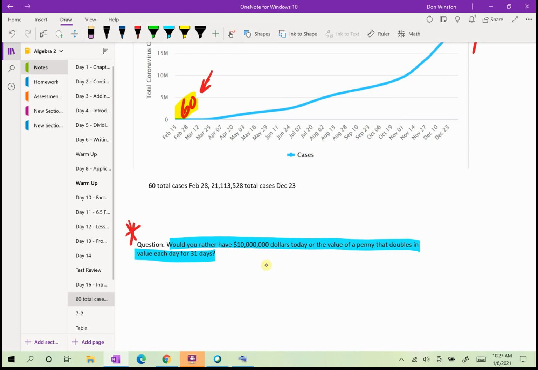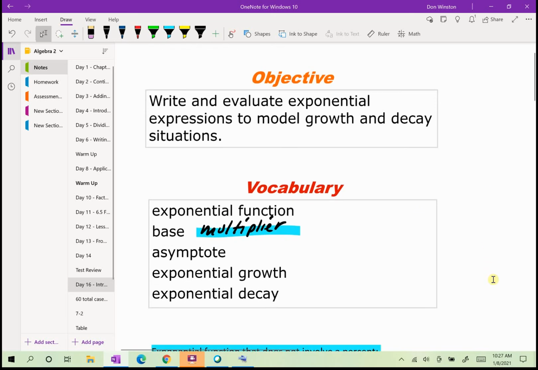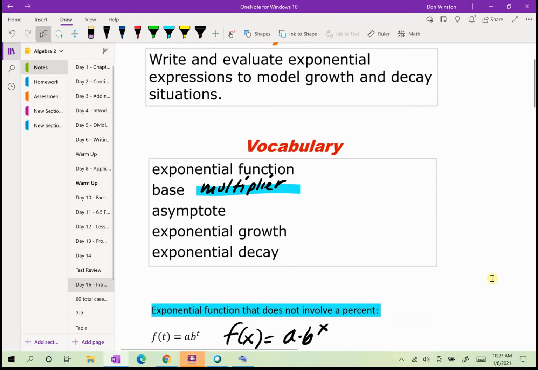All right, so let's take a look at what exponential functions are. Today we're going to write and evaluate exponential functions to model growth and decay. Some vocab here. What's an exponential function? We'll talk about the base, but I also consider the multiplier, asymptotes, and then exponential growth and decay.